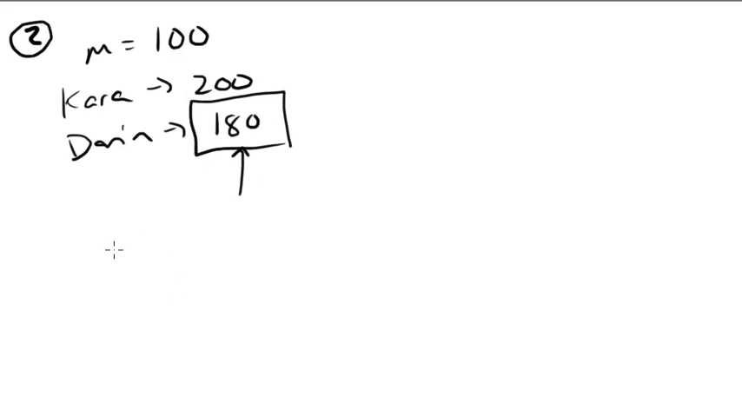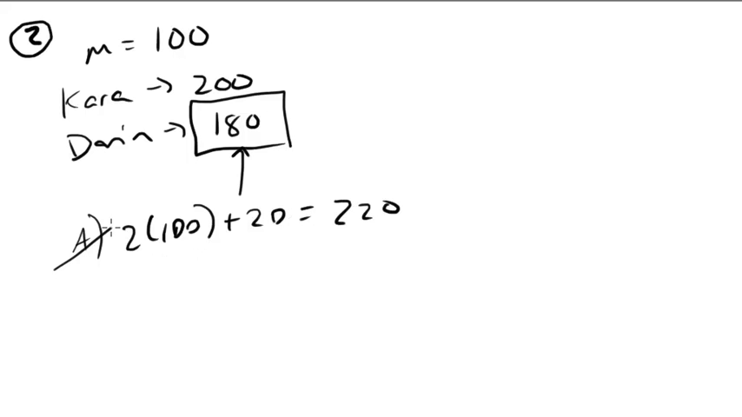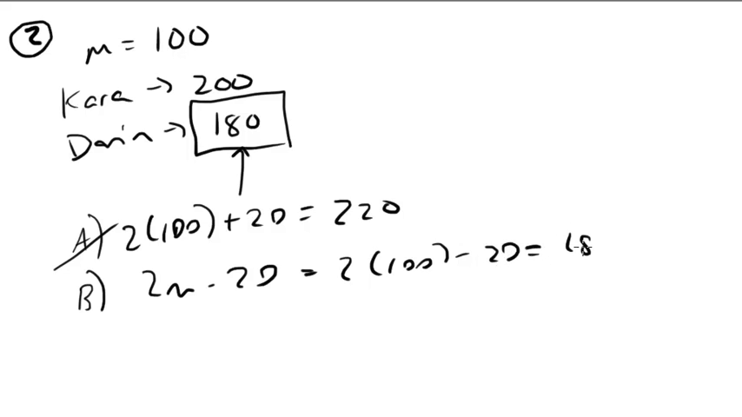So if we look at A, we get 2m plus 20, so that's 2 times 100 plus 20, and that's 220. So no good. We need it to equal 180. We look at B, we get 2m minus 20, which is 2 times 100 minus 20, which is 180. Check.